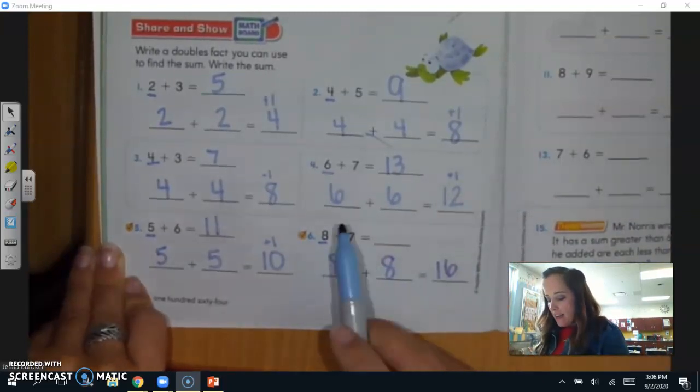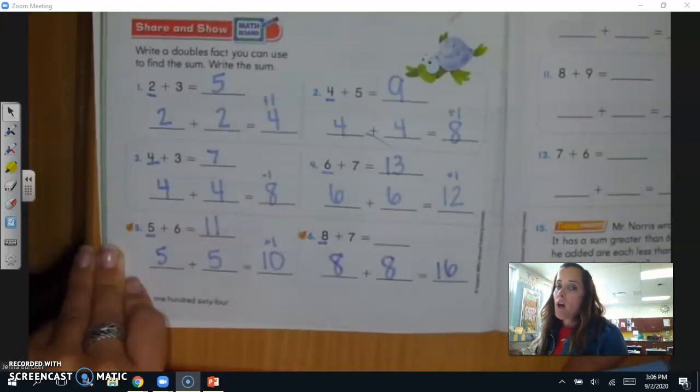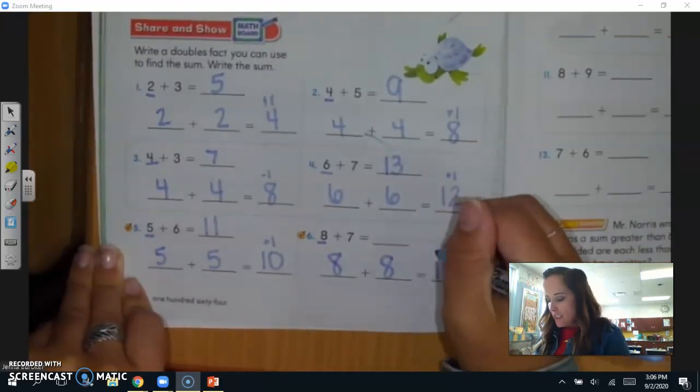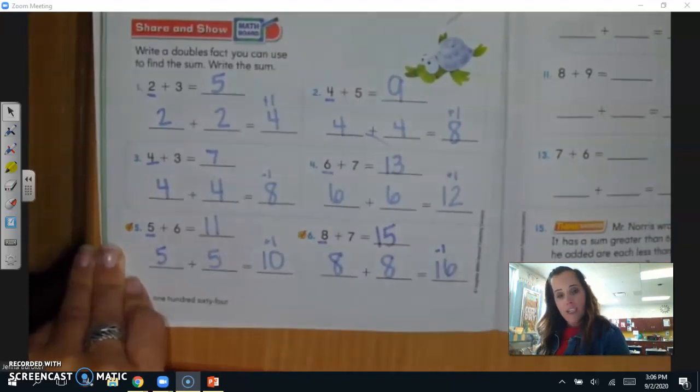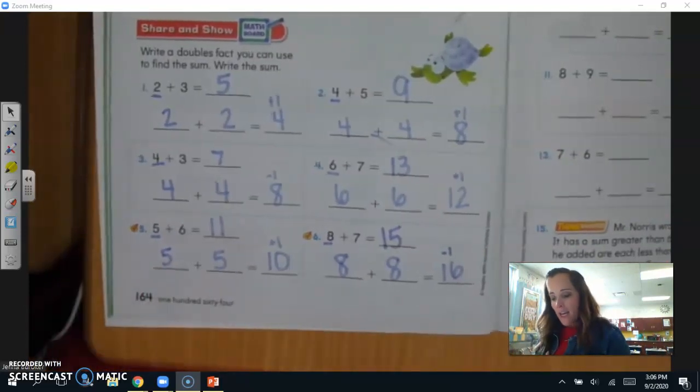All right, and then I have to think, is 8 bigger or smaller than 7? Bigger. So we have to take 1 away. So we're actually going to do 16 minus 1, which equals 15. So that's our answer up there. Okay.